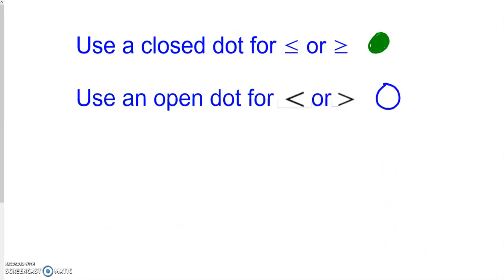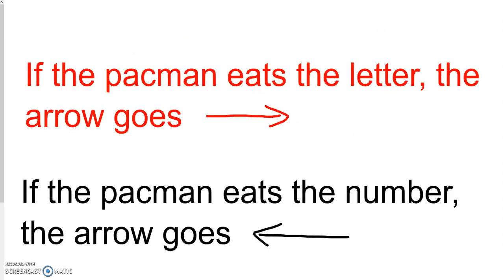Well, just a reminder here, a closed dot looks like this, and a closed dot you use when your inequality symbol has an equal sign under it. And an open dot looks like this, and we use an open dot when it's a plain inequality symbol like that. Okay, just something to help you remember.